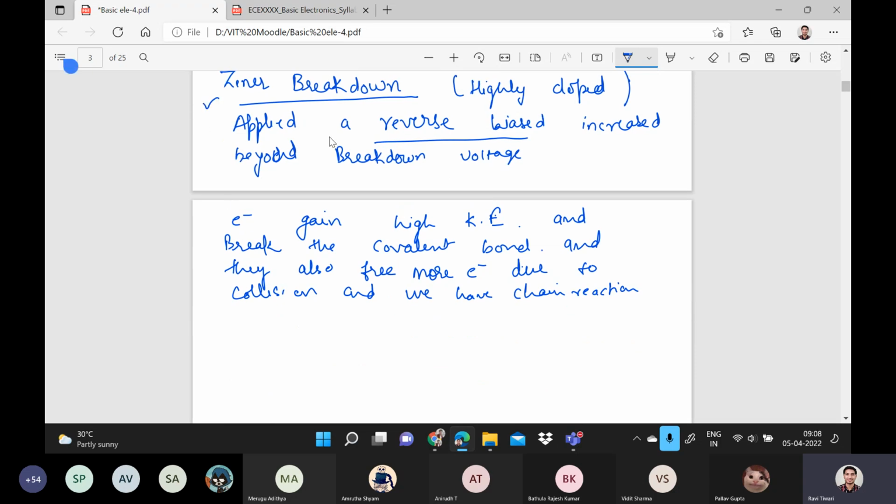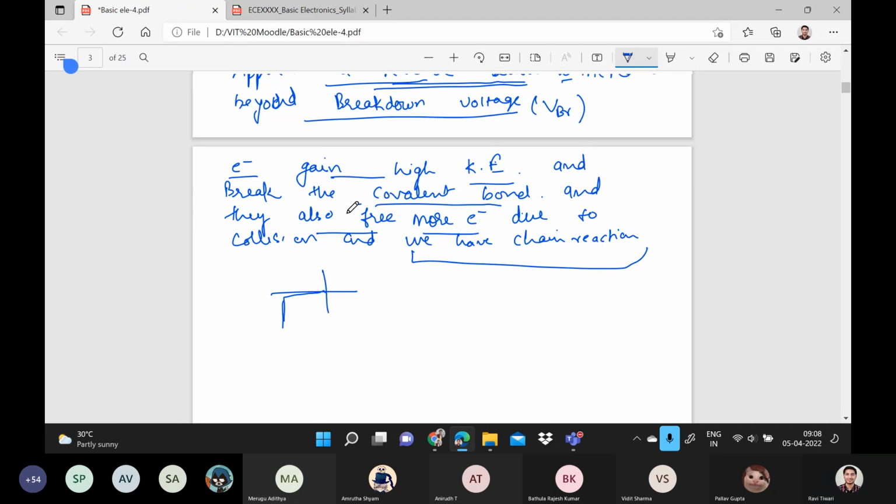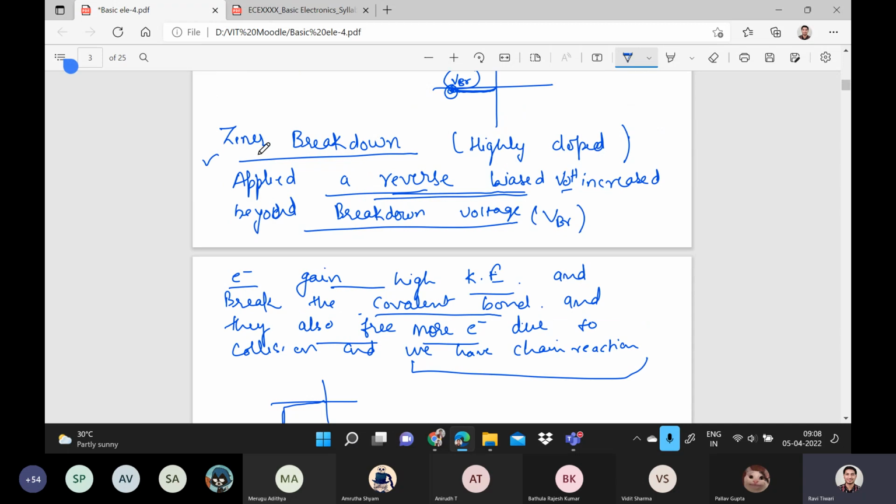When the reverse bias voltage is increased beyond the breakdown voltage, that is VBR, what will happen? The electron will gain high kinetic energy and break the covalent bond. And they also free some more electrons because of collision. This process will continue, just like a chain reaction. Because of that, you are getting the abrupt increase in the current like this. So this is the case when we are using the Zener diode.